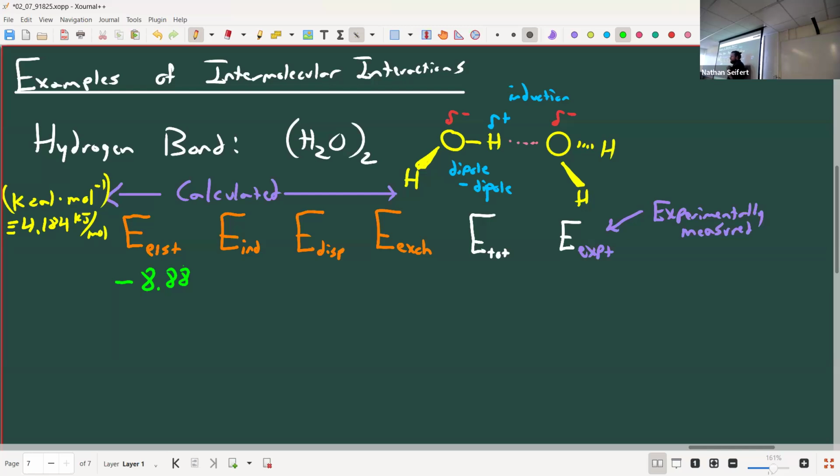The lone pair on the oxygen, that's a lot of charge. So the dipole-dipole interaction is really strong. And the induction is less strong. It's a very subtle point. But the thing that the hydrogen really interacts with is not the oxygen per se, but rather the lone pair on the oxygen.